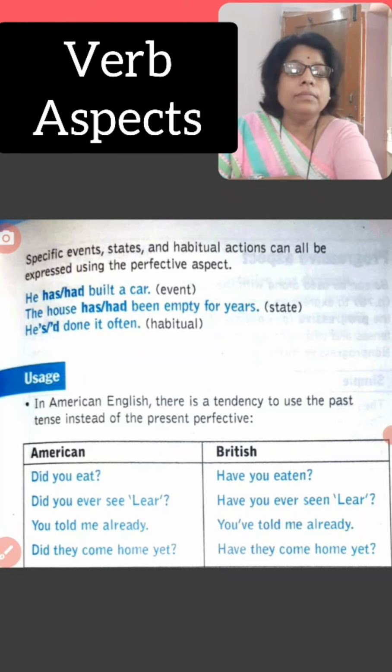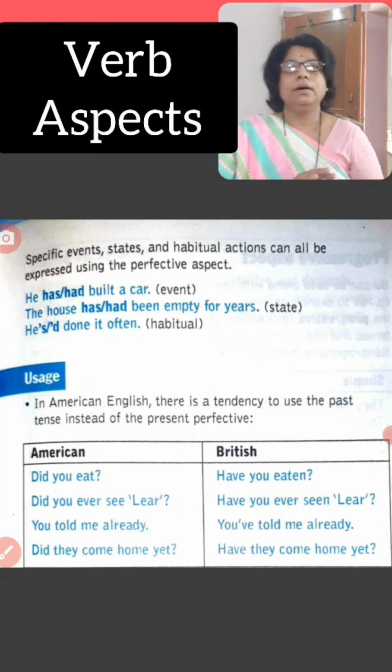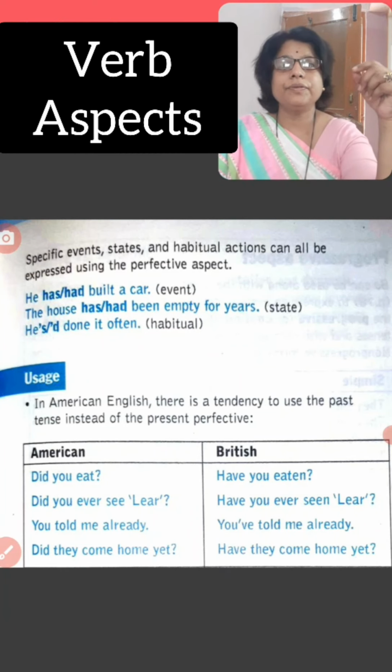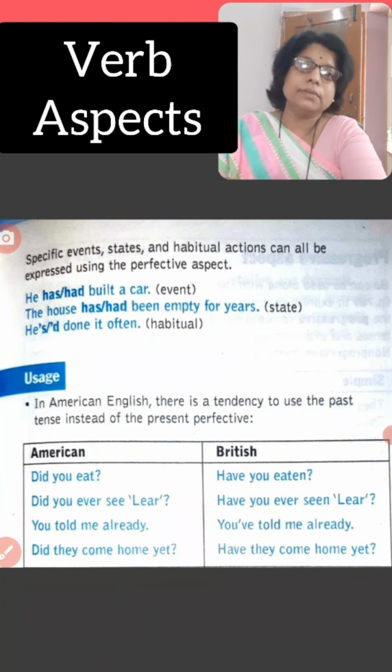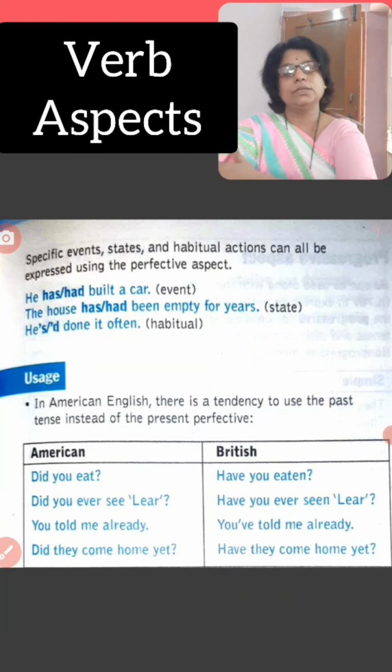Did they come home yet? Past tense. Have they come home yet? Present perfect aspect. Okay. So this is the slight difference in usage. The British prefer present perfect aspect, whereas the Americans prefer the past tense, that is simple past tense.